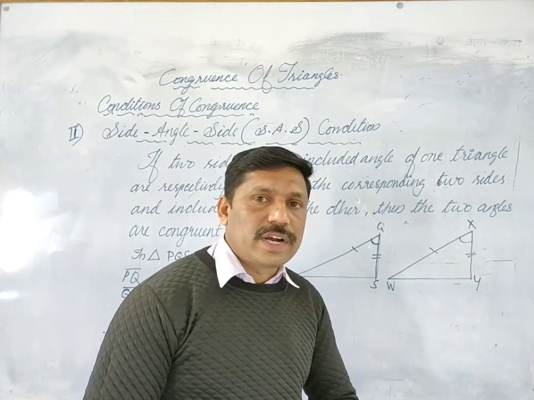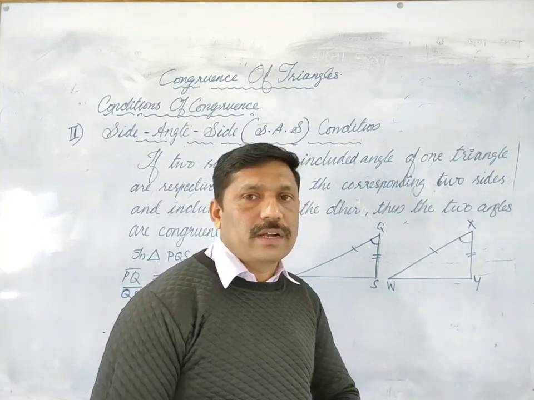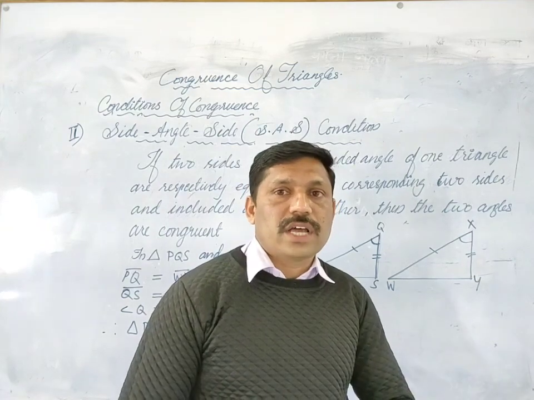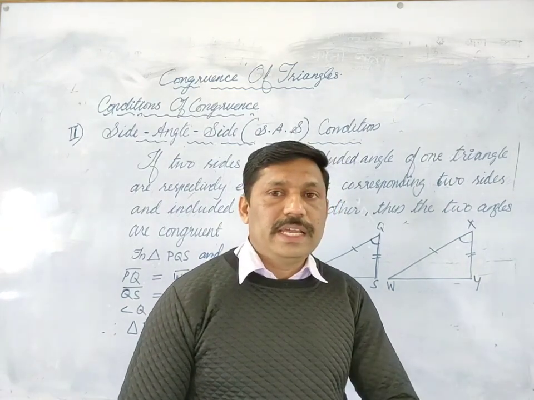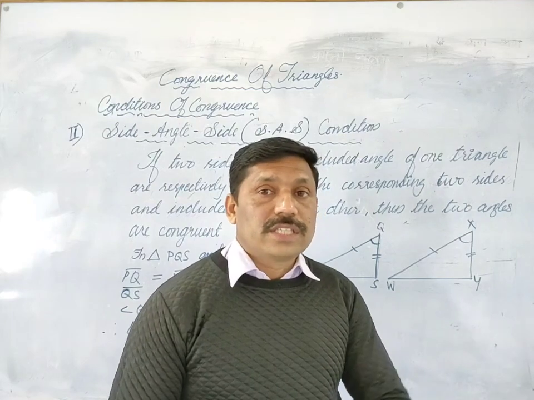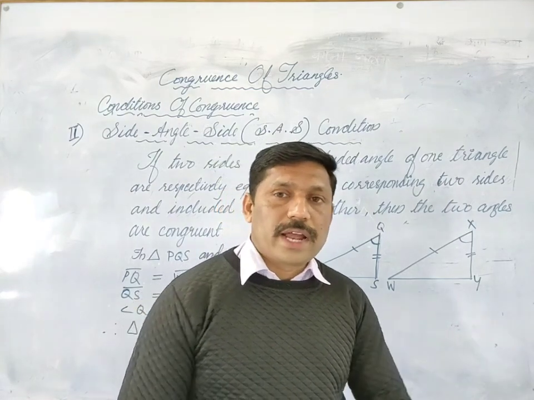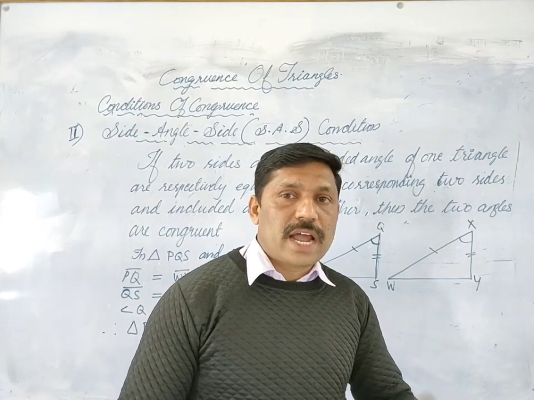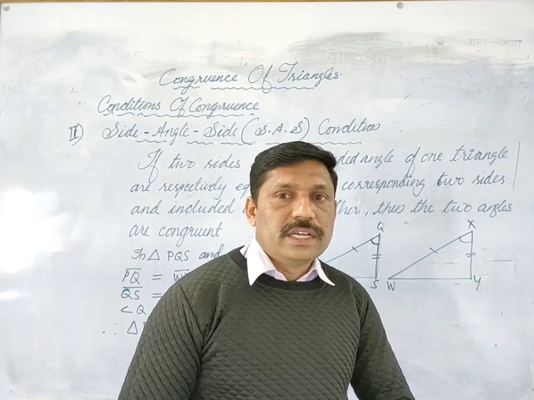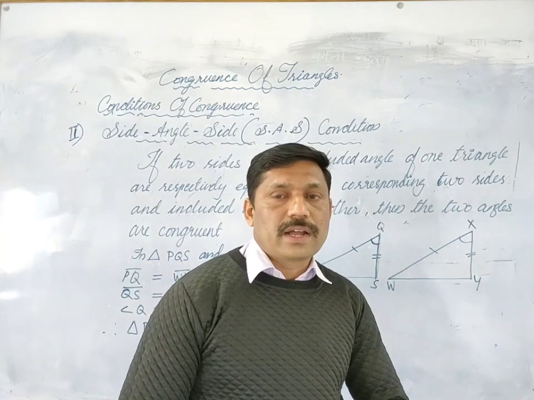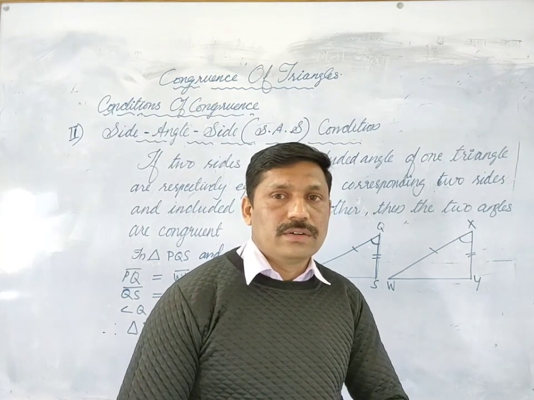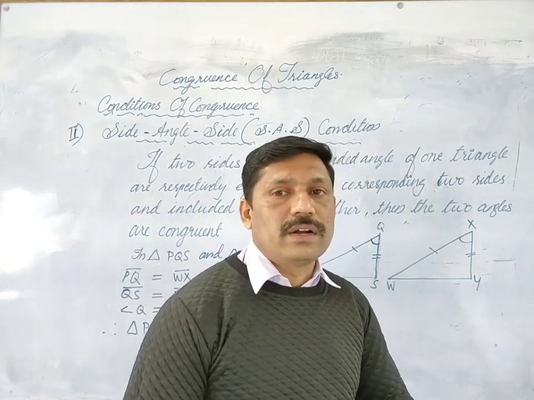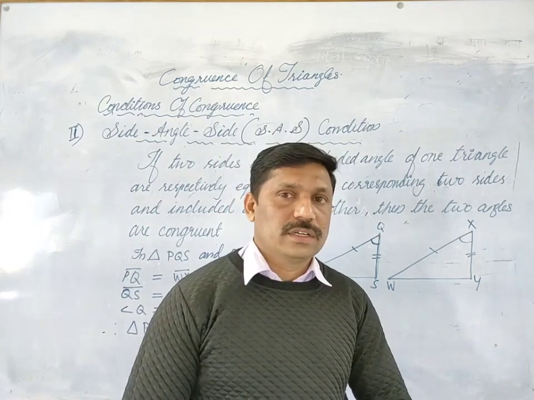So today we have studied the two conditions of congruency of triangles. The first condition is SSS condition, that means the three sides of one triangle are respectively equal to the corresponding three sides of another triangle, then these two triangles are said to be congruent. And the second condition, SAS condition, that means side angle side condition. In this, any two sides and the included angle of one triangle are correspondingly equal to the two sides and included angle of another triangle, that is called SAS condition.